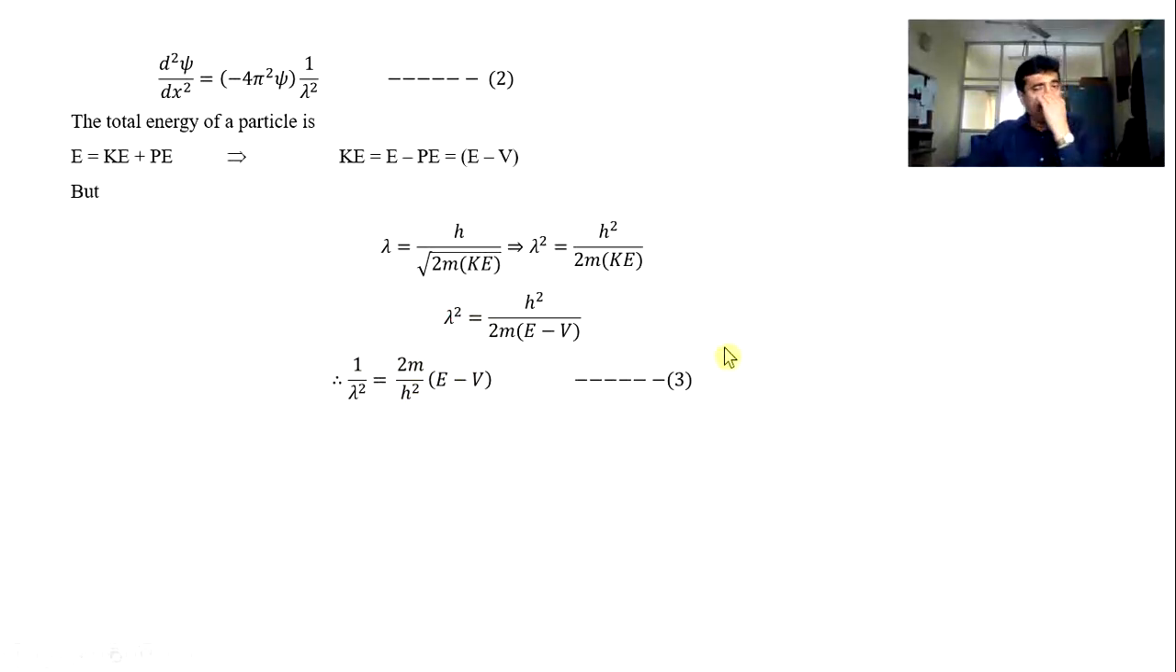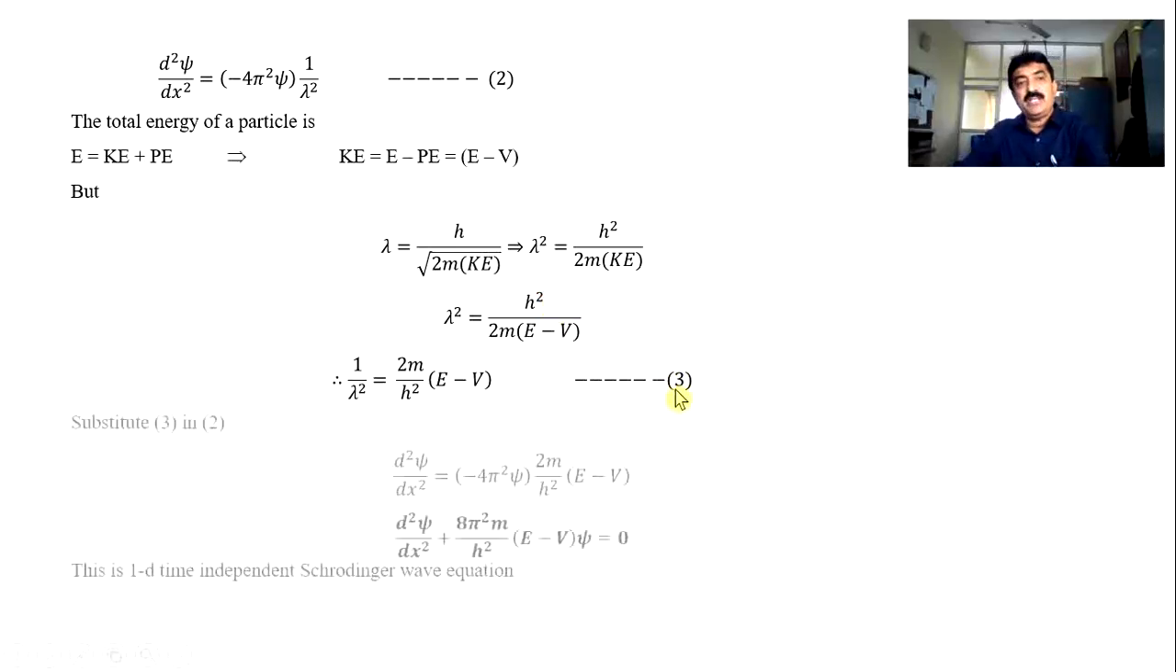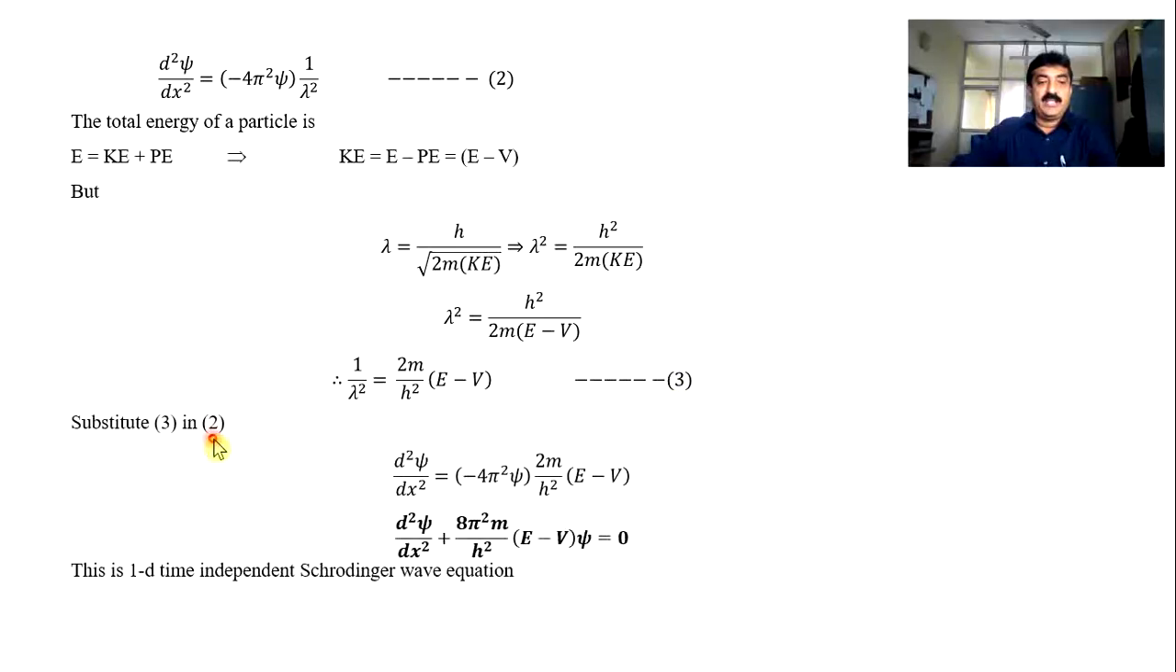So why do we have to take the reciprocal? Very simple. I have 1 by lambda square here. There is nothing special in this. Well, 1 by lambda square is equal to 2m by h square, and this E minus V goes to the numerator. Okay, I have equation 3. Substitute 3 in 2. So take this whole thing in this equation.